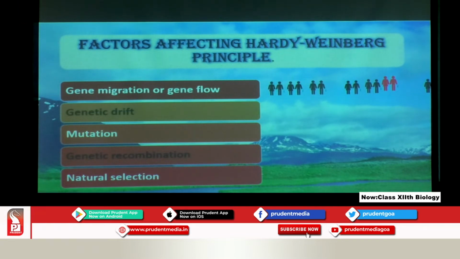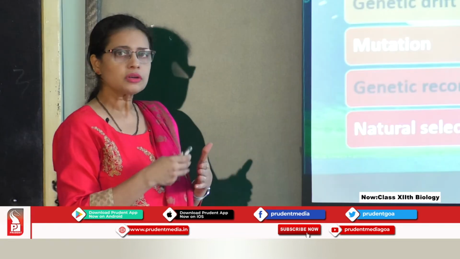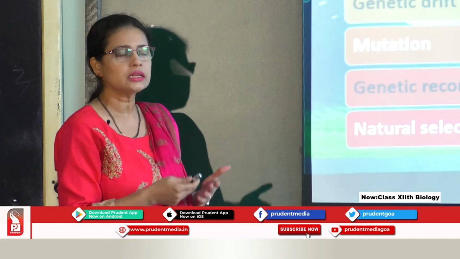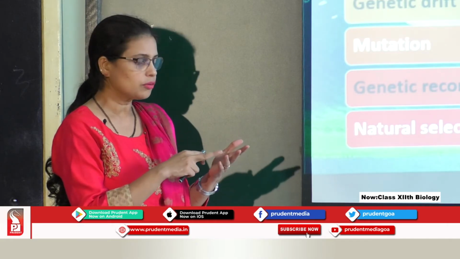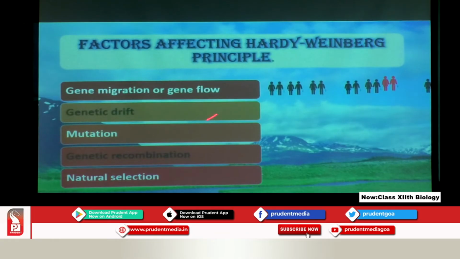That is what has happened in human beings. For centuries together, people have been migrating either in search of food or in search of livelihood. They have been going to different places, migrating, and the gene flow is what has happened, and that is why there has been change in the equilibrium.